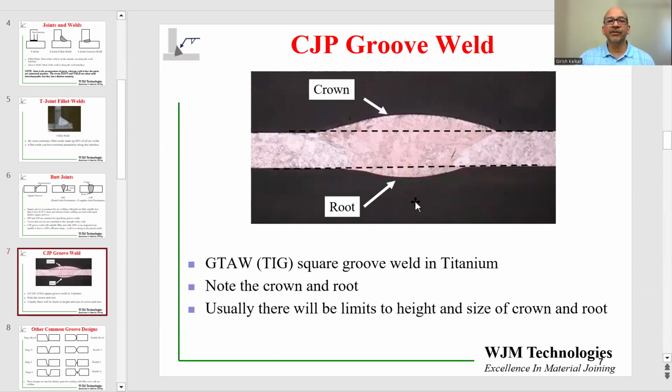Here's an example of a CJP groove weld where we have two titanium plates which were butt welded together. It's a square groove, so there is no edge preparation, but you can see the crown which is formed on the top and a root on the bottom. This is made with TIG welding with a filler wire. Even though we do need a crown and the root, there are limits to how big those can be, how high up and how deep the crown and the root can go. We also need good tie-in on the toes. So it has to be a smooth transition from the fusion zone to the base metal at the toes. So there are a lot of requirements for crown and root, even though we do need them.